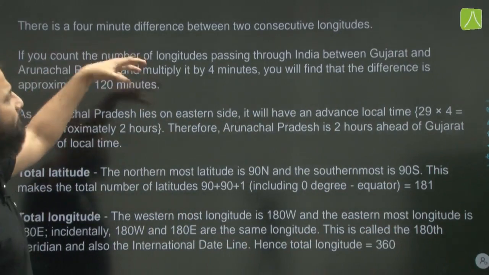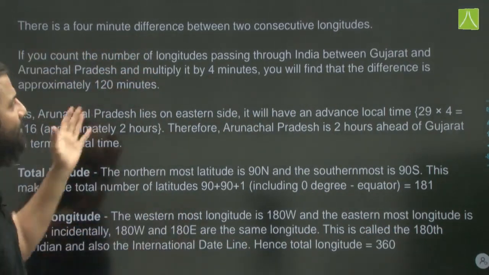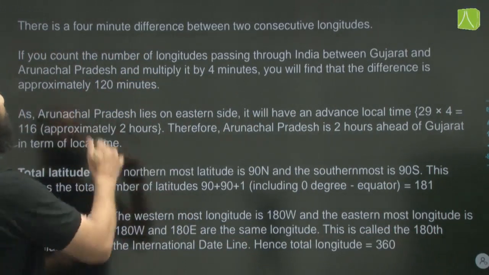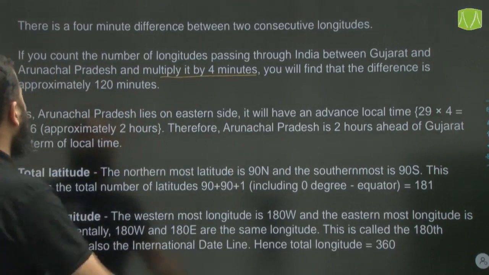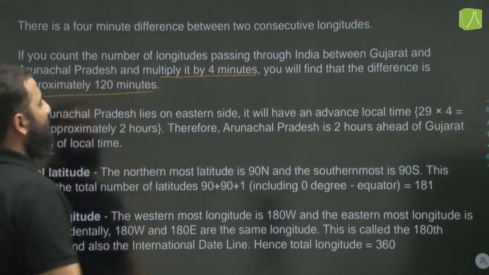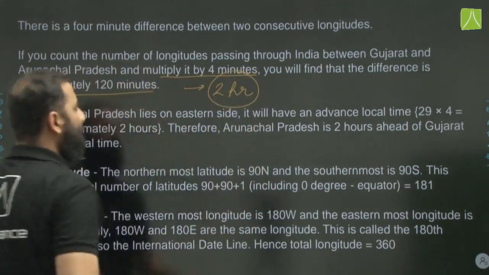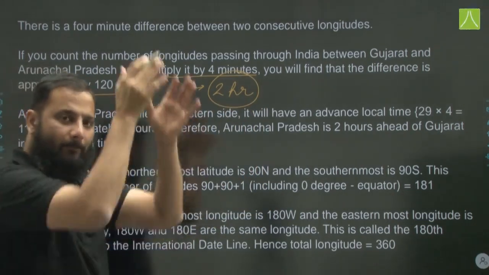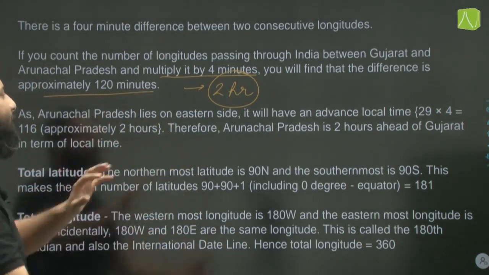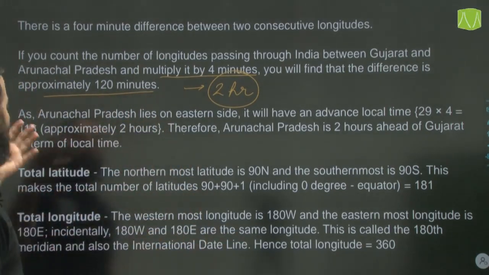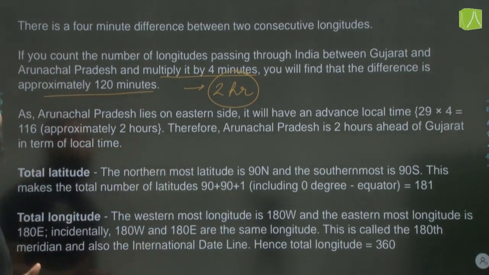There is a 4-minute difference between two consecutive longitudes, and if we count the number of longitudes passing through Gujarat and Arunachal Pradesh and multiply it by 4 minutes, we will find that the difference is approximately 120 minutes, or 2 hours. Therefore, to avoid the confusion, we have taken a standard meridian for India. As Arunachal Pradesh lies on the eastern side, it will have an advanced local time of approximately 2 hours. Therefore, Arunachal Pradesh is 2 hours ahead of Gujarat in terms of local time.